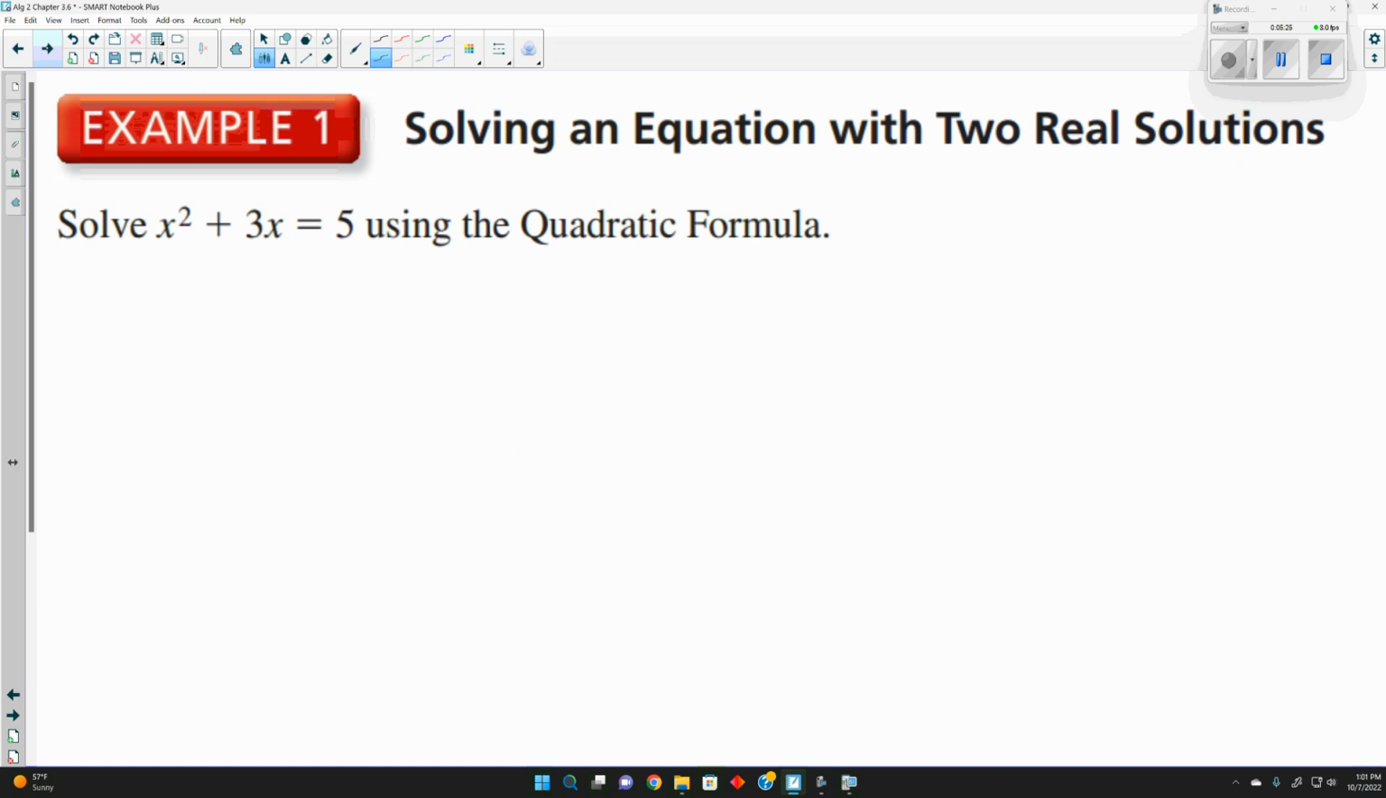So this is the first one we're looking at. Solve x squared plus 3x equals 5 using the quadratic formula. Well, the first thing we need to do is get this equal to 0. So we're going to subtract 5 from both sides, telling us that x squared plus 3x minus 5 is equal to 0.